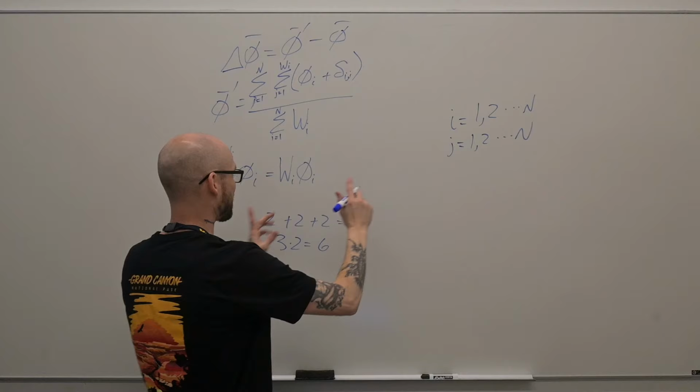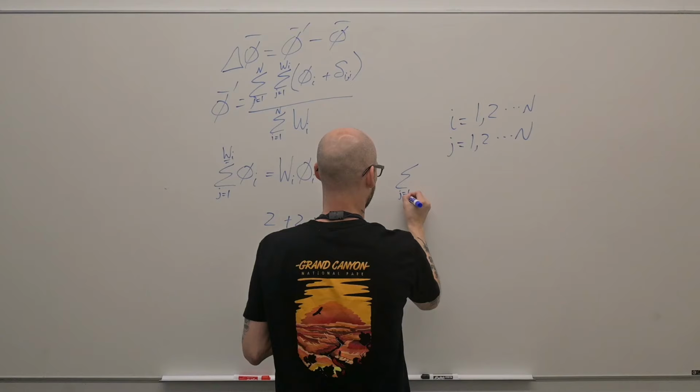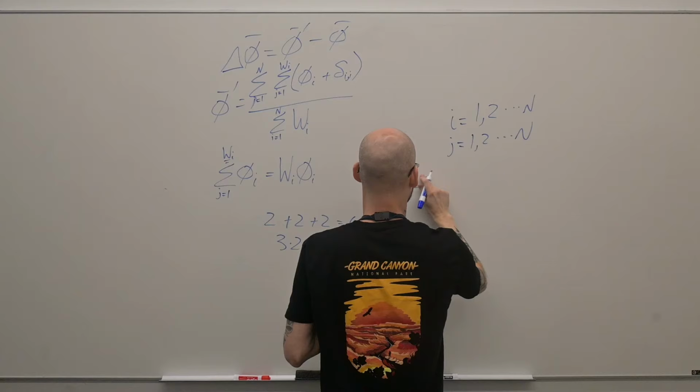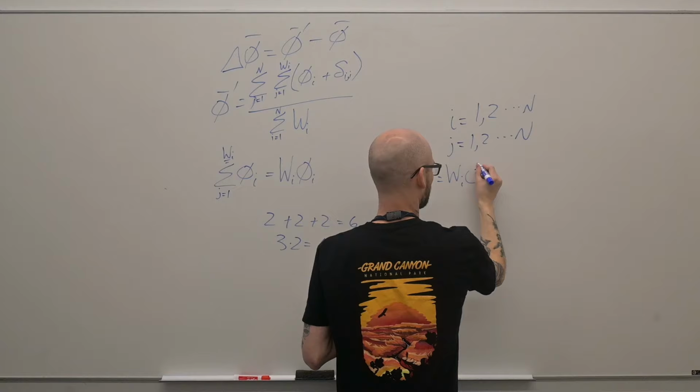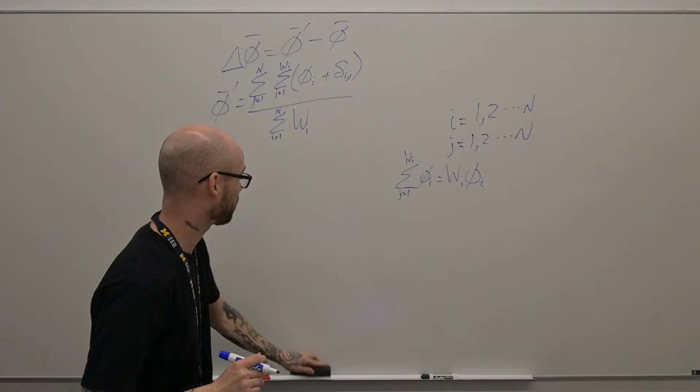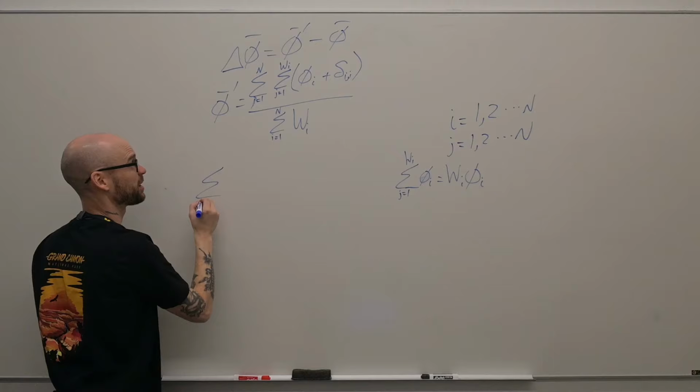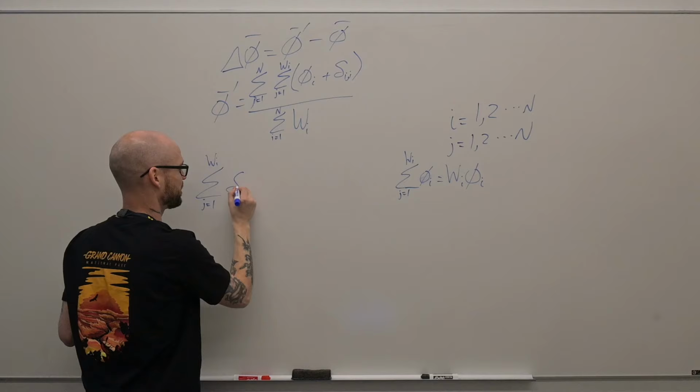I'm going to write that over here just so that we can keep track of it, because we're going to do a lot of this simplifying, and I promise you it's going to make this whole thing a lot more digestible. Now let's do the same thing for that term. So we've got the summation from j equals 1 to w sub i of delta sub ij.